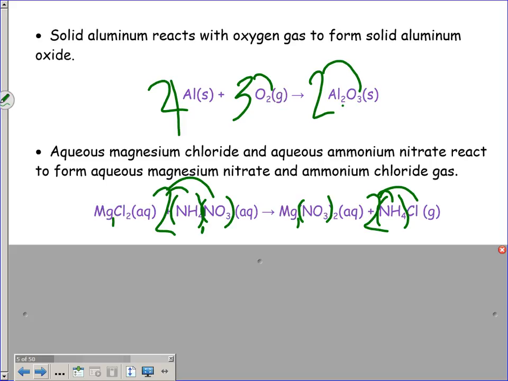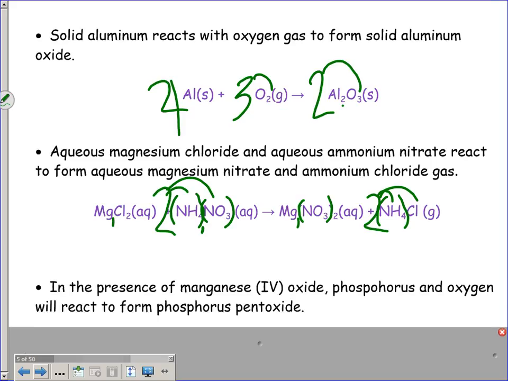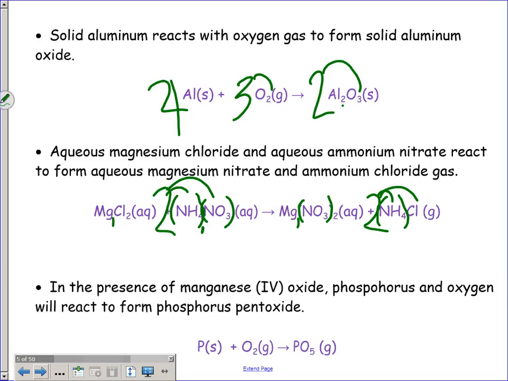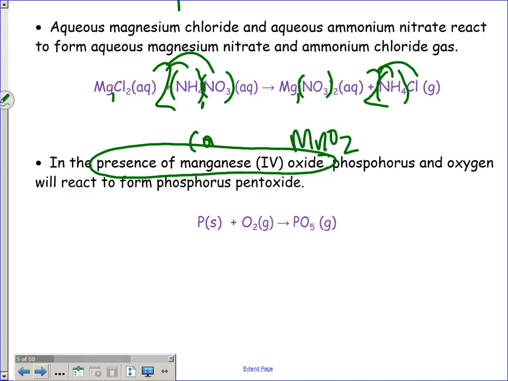Okay, I think I got one more with a catalyst. Yeah, this one. This is the one where most of you maybe forgot to put the catalyst above the arrow. So in the presence of manganese 4 oxide, which we call MnO2, that was on your little table above your reactions, it's basically saying this is a condition of the experiment. So this is actually a catalyst. It's something that's going to force the reaction to occur.